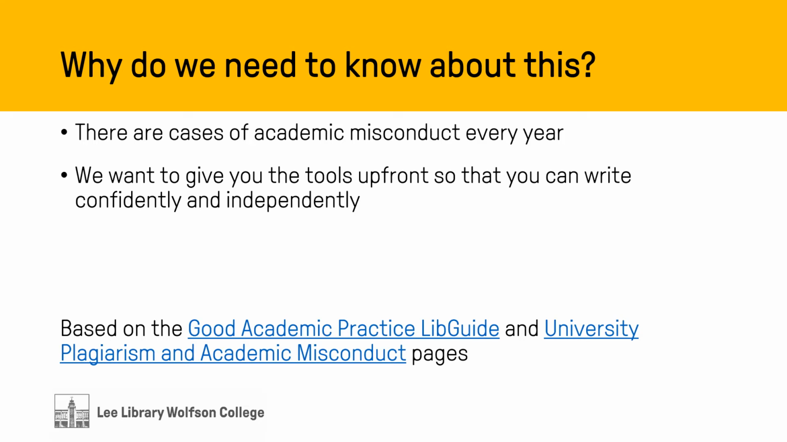And so it's really important just to get to grips with it at this particular level, whether you're an undergraduate, master's student or PhD student, so that you have the tools to write really confidently and not be concerned about committing plagiarism. Now, there's lots more information available to you. We'd always recommend that you look at your departmental guidelines on this and at the university's plagiarism and academic misconduct web pages. They will be the authority on this.